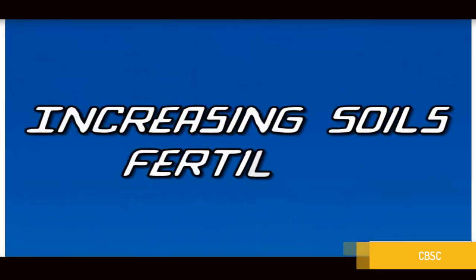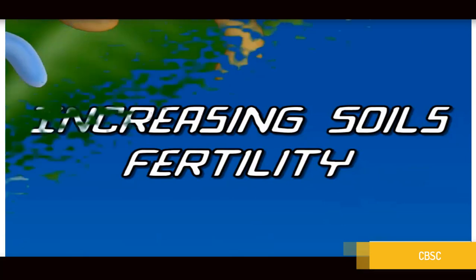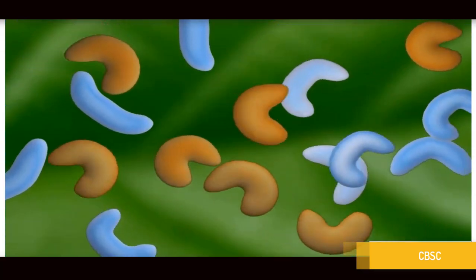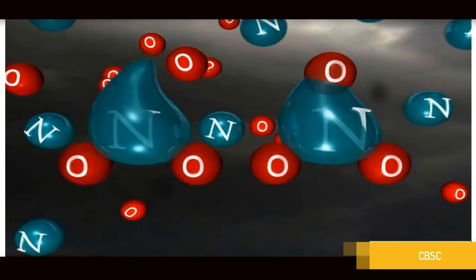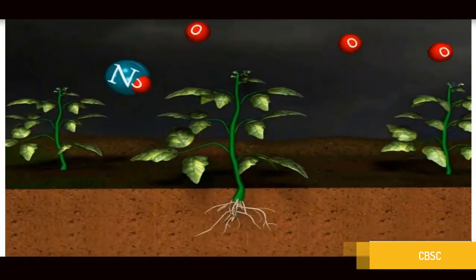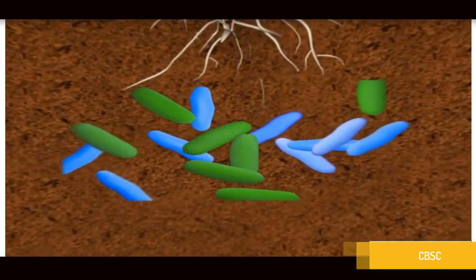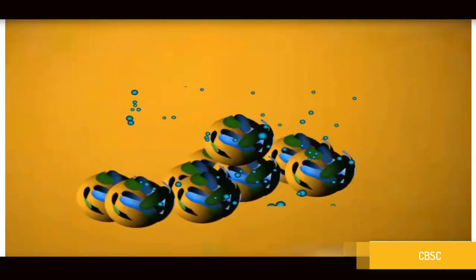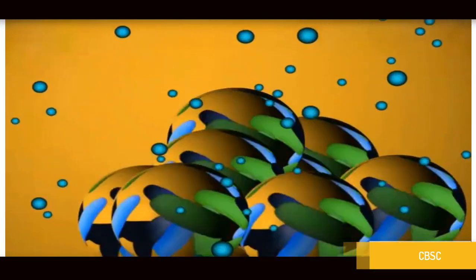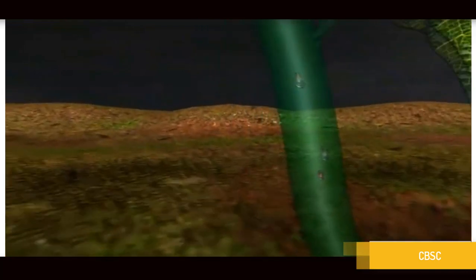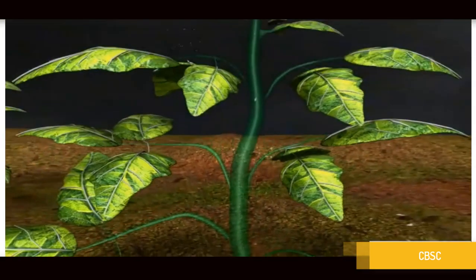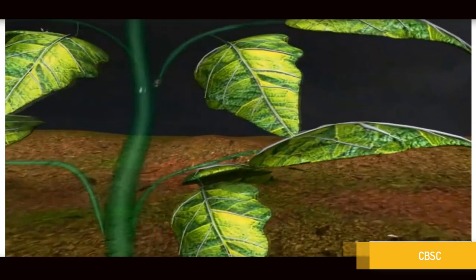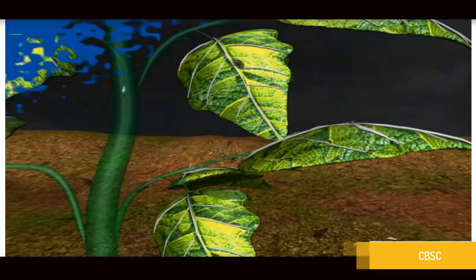Increasing soil's fertility. Some bacteria and blue-green algae are able to fix nitrogen from the atmosphere to enrich soil with nitrogen and increase its fertility. These microbes are commonly known as biological nitrogen fixers. Cleaning the environment.